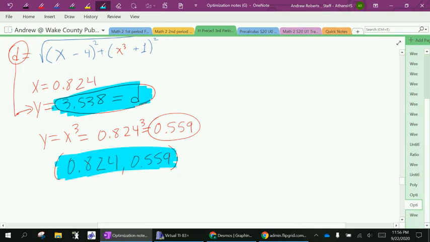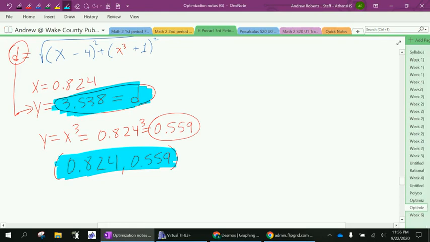And the distance is 3.538. When you answer the questions, please be careful. Pay attention and make sure you answer what they're asking, because sometimes they'll ask for a point, sometimes they'll ask for the distance, sometimes they may just ask for an x value. So be sure you pay attention.